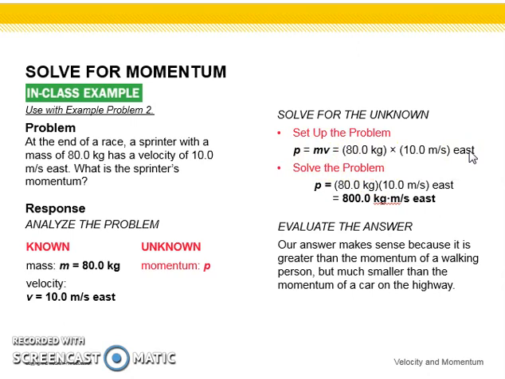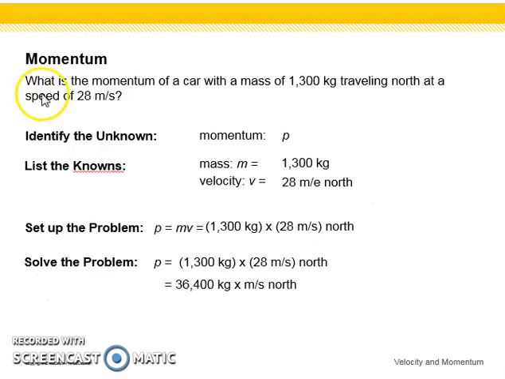And the problem's answer is 80 kilograms times meters per second east. So our answer makes sense because it's greater than the momentum of a walking person, but much smaller than the momentum of a car on a highway. So we'll be writing down everything on this page as well.